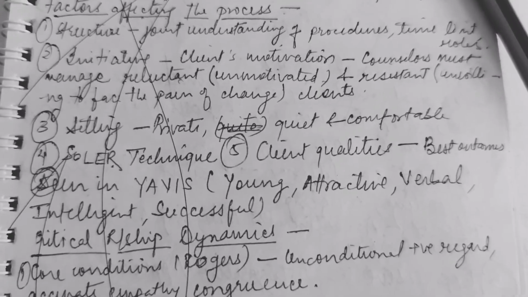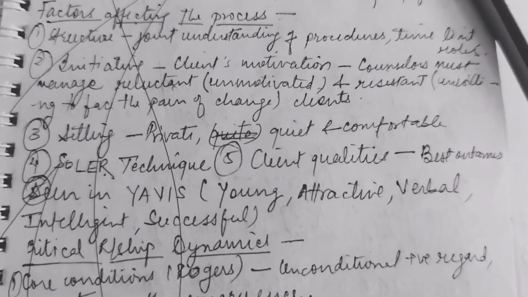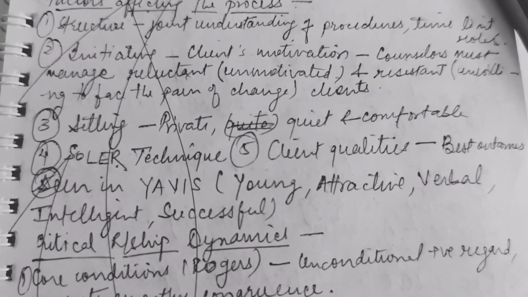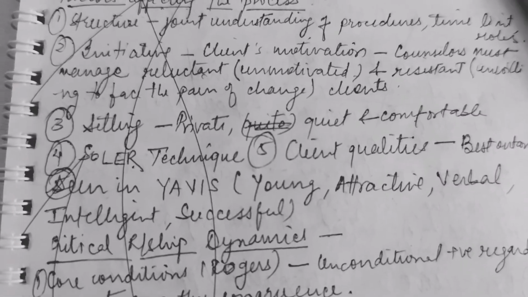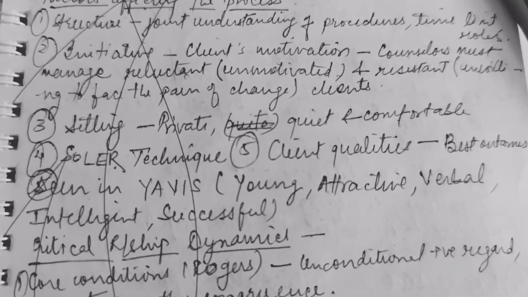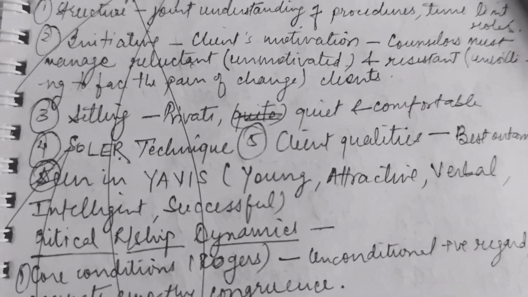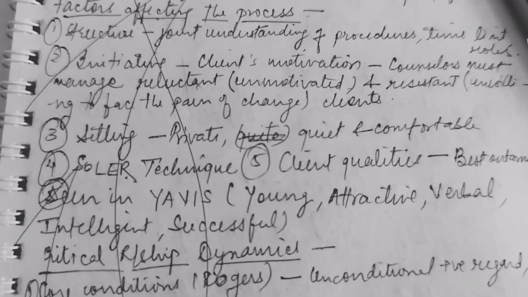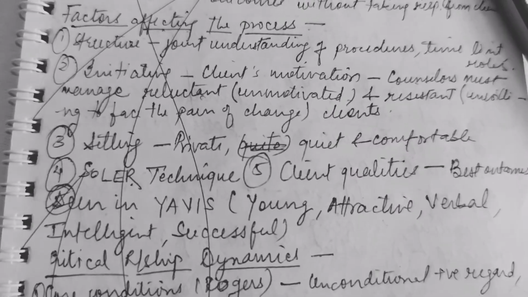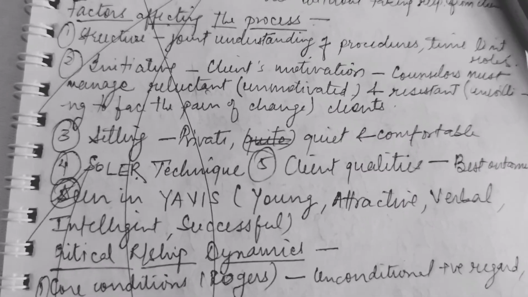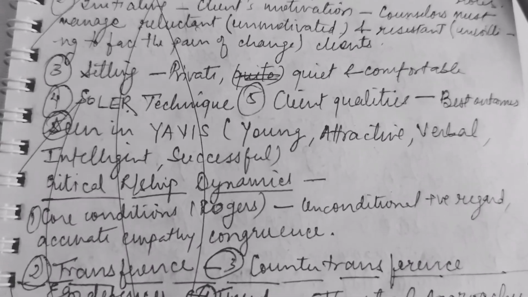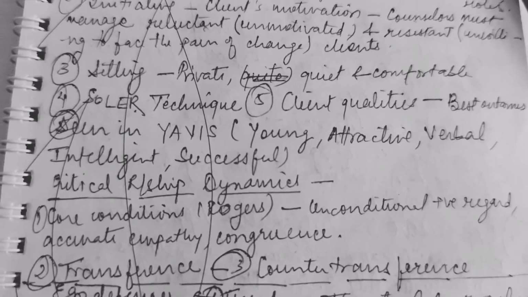Also, when we talk about the clients, there are certain qualities which are expected in the client, and if you want your counseling process to be successful, your client must have the qualities as in YAVIS. YAVIS stands for young, attractive, verbal, intelligent and successful. If your client has these qualities, you can expect the best outcomes in your counseling process. However, as we progress with the counseling, there are certain critical relationship dynamics which may start affecting it.